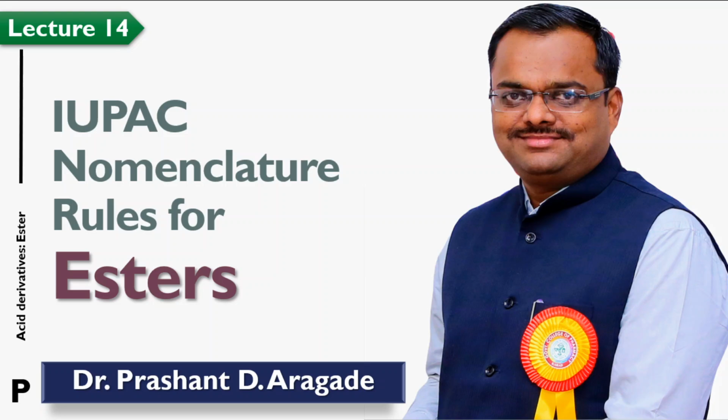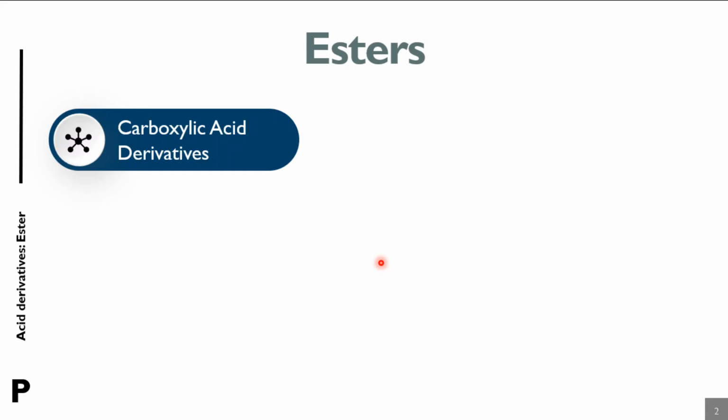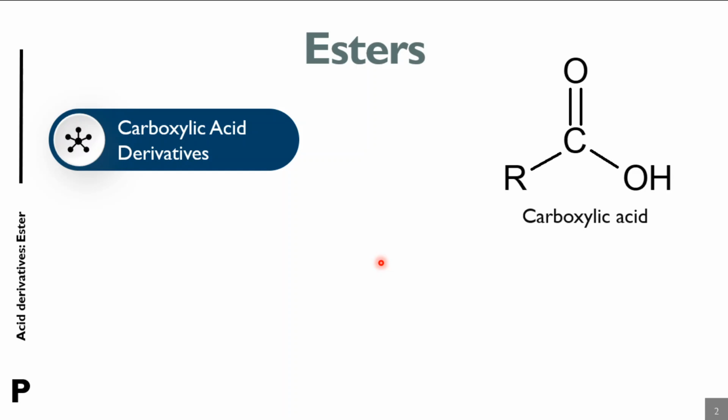Welcome to the video lecture on IUPAC nomenclature rules for esters. What is meant by esters? Esters are carboxylic acid derivatives. Carboxylic acids are represented by the general formula COOH.